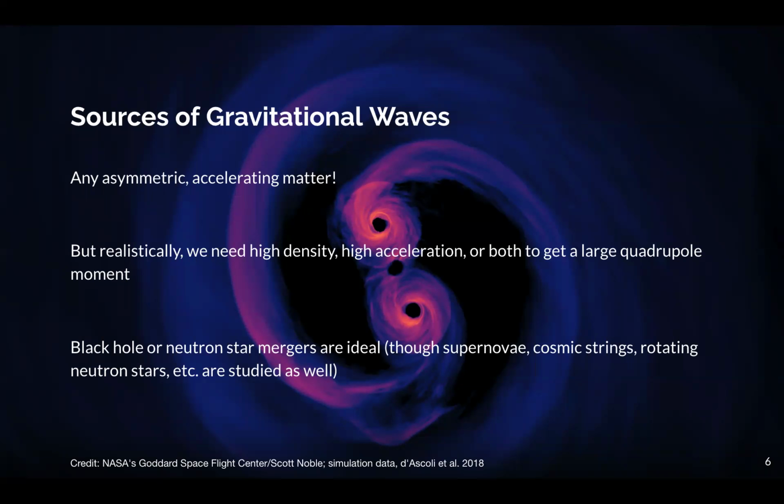Where do gravitational waves come from? Realistically, any asymmetric accelerating matter. So if I wave my arm, there's a gravitational wave there, probably. I don't know. But realistically, we need high density, high acceleration, or ideally both to get a large quadrupole moment, which makes black hole or neutron star mergers ideal because those are both very dense objects and they accelerate rapidly into each other as they merge.